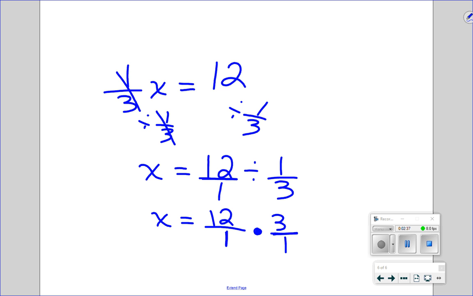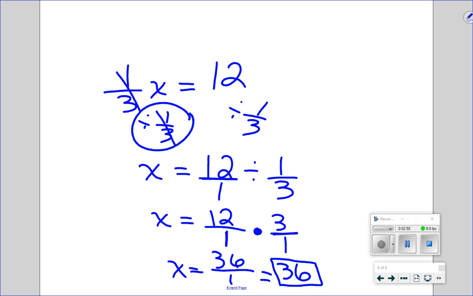And then I multiply. Multiplying fractions is just multiplying straight across. So I end up with 12 times 3 for the numerator and 1 for the denominator, but we don't usually write over 1. So we can just write 36 as our answer. So if you notice, what happened here is when I divided by 1/3, I ended up changing that to multiplying by the reciprocal, because that's what dividing by a fraction means.